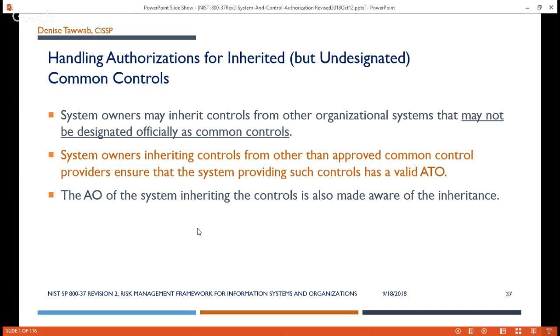All right, sometimes you have controls that you inherit from other organization systems that may not be officially designated as quote unquote common controls. System owners inheriting controls from other than approved common control providers must ensure that the system that's providing those controls has a valid authorization to operate. So you can't just inherit controls and say, oh, yeah, we're getting that from system A without also knowing that system A has a valid authorization to operate. The AO of the system inheriting the controls is also made aware of the inheritance.